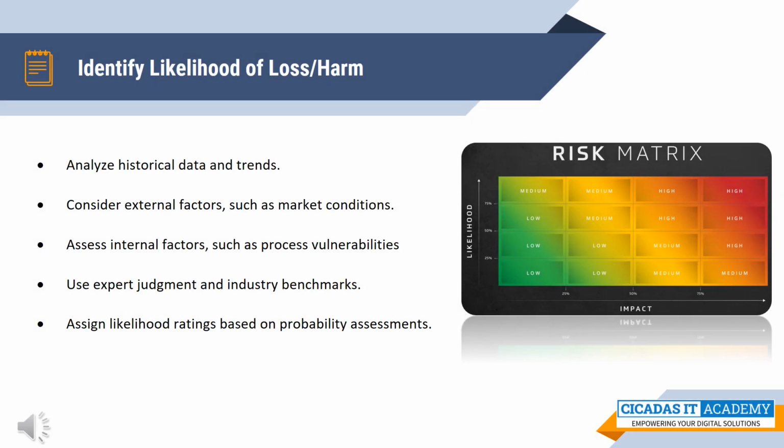Assessing the likelihood of loss or harm is an important aspect of risk management. This assessment involves analyzing historical data and trends to identify patterns and potential risks. External factors, such as market conditions and changes in the industry, should be considered. Internal factors, including vulnerabilities in processes or systems, should also be assessed. Expert judgment and industry benchmarks can provide valuable insights. Assigning likelihood ratings based on probability assessments helps prioritize risks and allocate appropriate resources for mitigation.